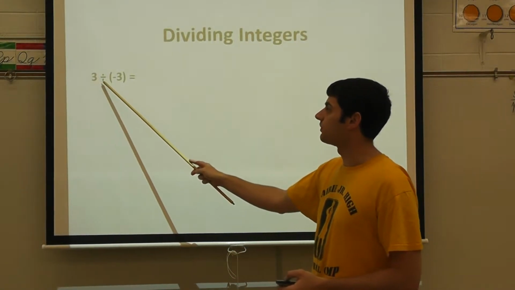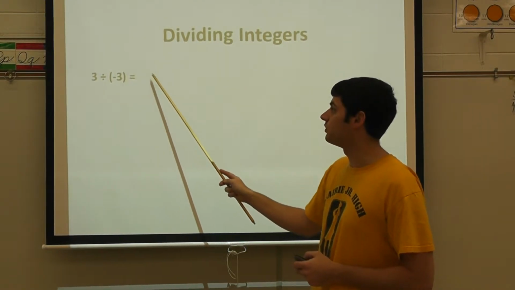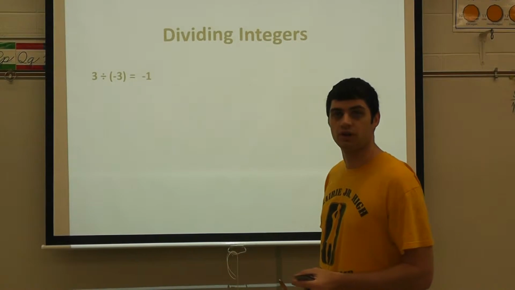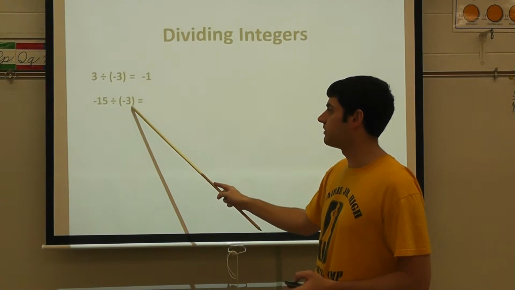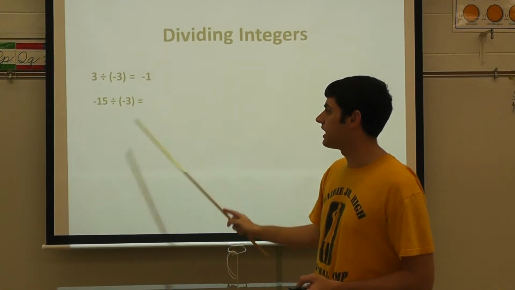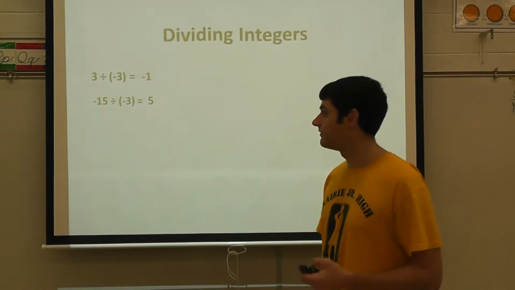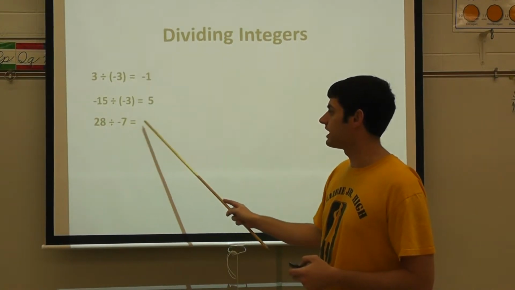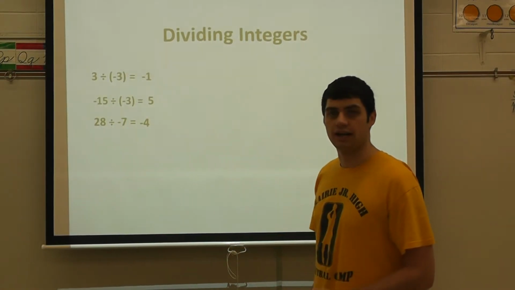If I have a 3 divided by a negative 3, again, I'm going to do the division first. 3 divided by 3 would be 1. A positive and a negative is going to be negative, so my answer to this problem is going to be negative 1. In our second problem, negative 15 divided by negative 3. Well, 15 divided by 3 is 5. A negative and a negative is a positive, so negative 15 divided by the quantity of negative 3 becomes a positive 5. Our last one here, 28 divided by 7 is 4. A positive and a negative becomes negative, so the answer to this problem would be negative 4.